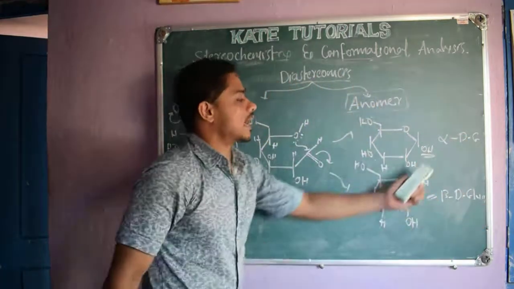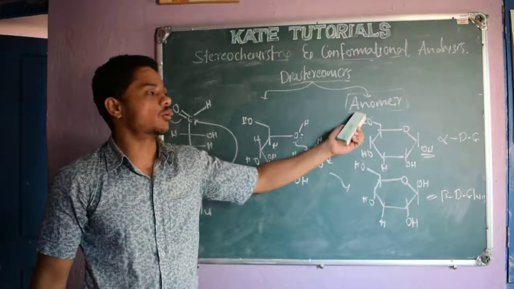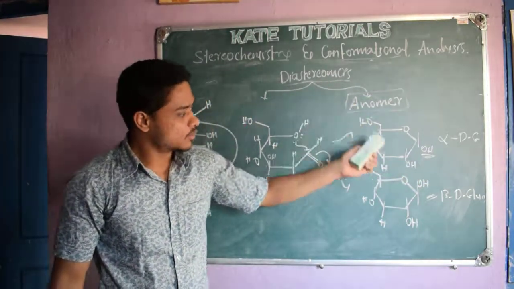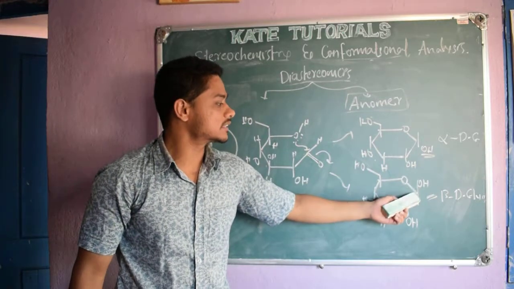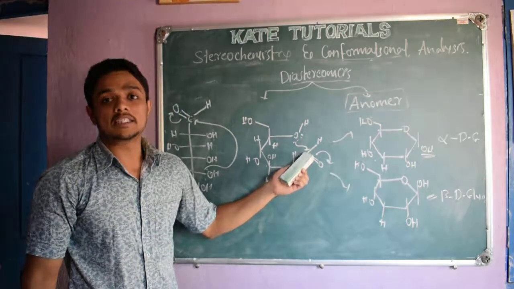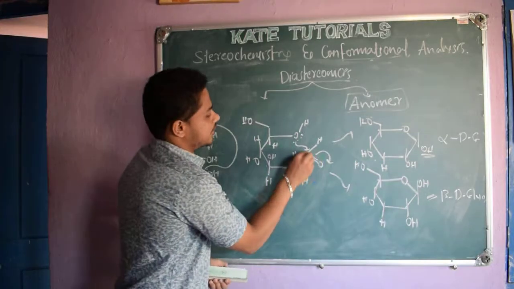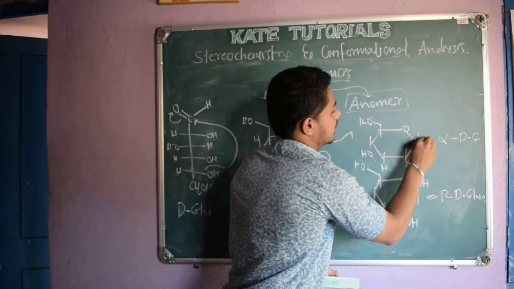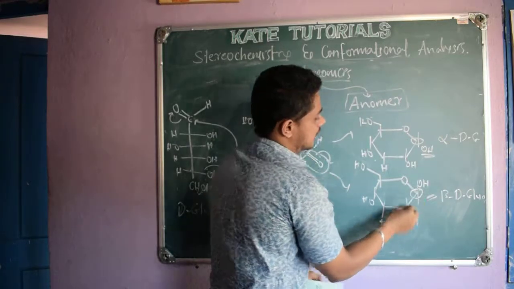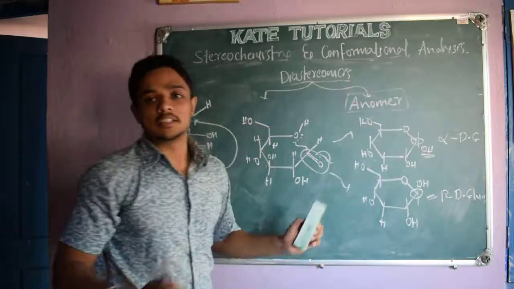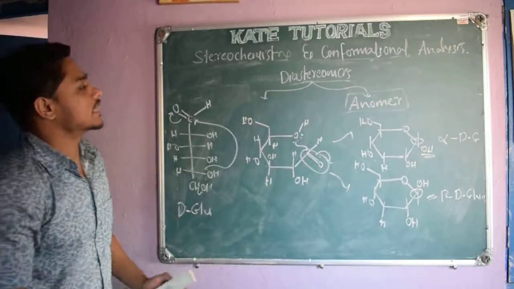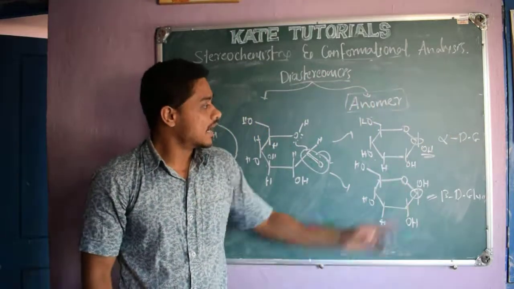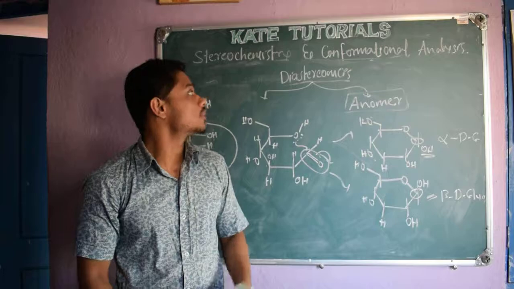What is the relation between alpha and beta? These are anomers. Anomers are diastereomers where the stereochemical change occurs only at this acetal carbon. This carbon is called the acetal carbon. One is alpha, another is beta, and everything else is the same. Such compounds are called anomers. Anomers are nothing but diastereomers with a stereochemical change only at the acetal carbon atom. This is all about diastereomers.